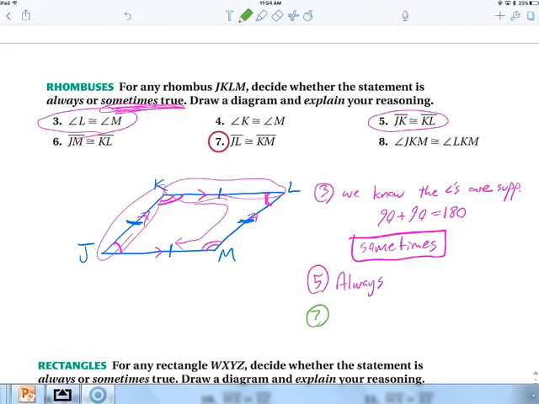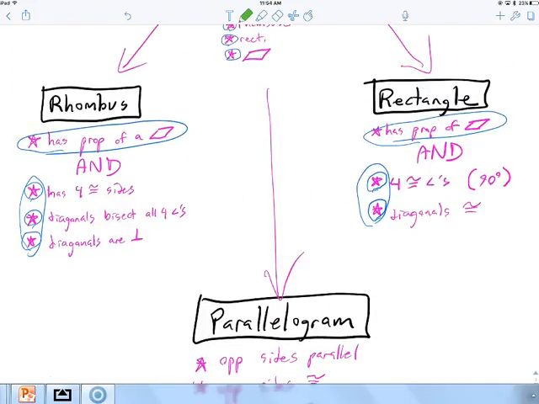Number 7 is JL and KM. So JL would be the diagonal here, and then KM is the other diagonal. Is it true that diagonals are congruent? Well, let's look up at our properties. No, that's not one of them. That would be diagonals are congruent for a rectangle.